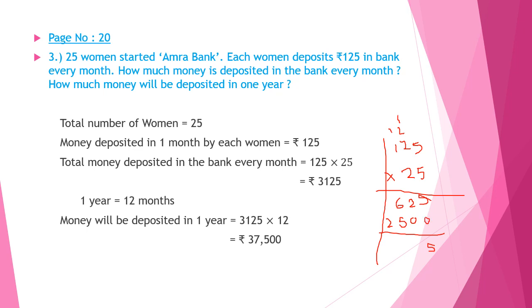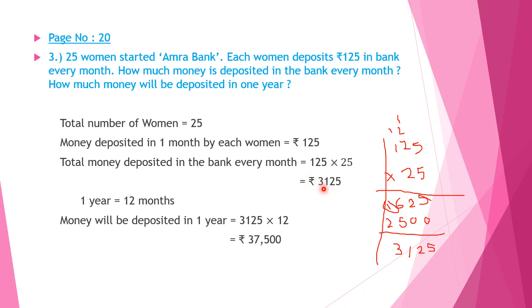Now 2 plus 2, 0, that is 2. 6 plus 5, that is 11, and 1 is carrying, and 2 plus 1, that is 3. So what is the answer? Rupees 3,125. It's clear?